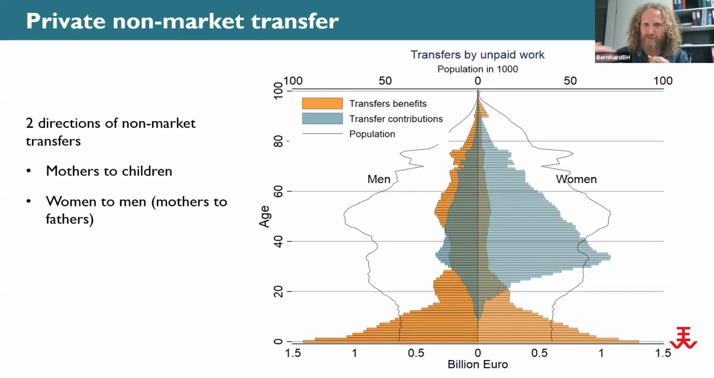And there again, two main directions of these transfers. This is from mothers to children. The children in their first years of life are the main consumers of these transfers. And there are also partly transfers from women to men, because women stay at home, they carry out more of the household work, and part of this work are transfers to their partners.